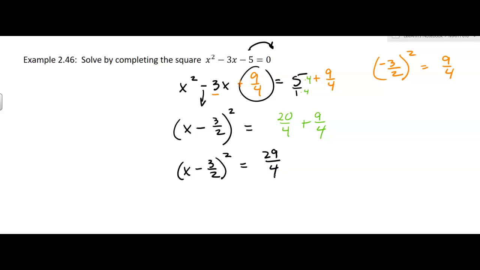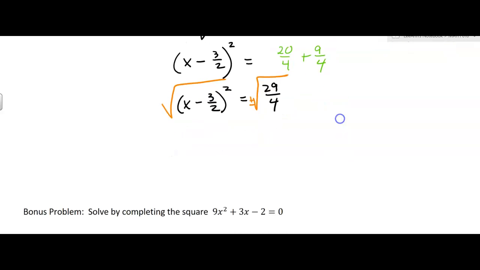Okay, so the fractions are a little bit of work. That is true. But that's how you just solve this problem, by completing the square. Okay, now I'm going to take the square root of both sides, because I can, if I get to. Don't forget the plus or minus. Okay, then that gives me x minus 3/2 equals plus or minus the square root of 29/2. Because I can take the square root of 4, so that's convenient.